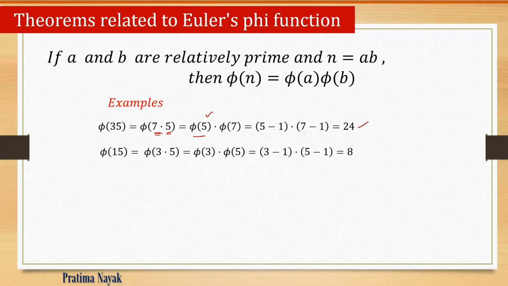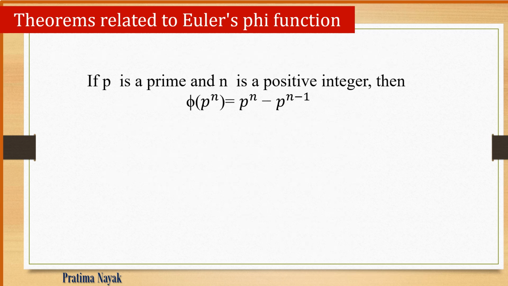Let us take another example. Phi of 15 can be written as 3 multiplied by 5. 3 is prime, 5 is also prime, and they are co-prime. So we can put this rule. That will be 3 minus 1, 2, times 5 minus 1, 4, that is 8. Similarly, phi of 21 can be written as phi of 3 times phi of 7, that would be 12. So bigger numbers can be written or arranged in this way.